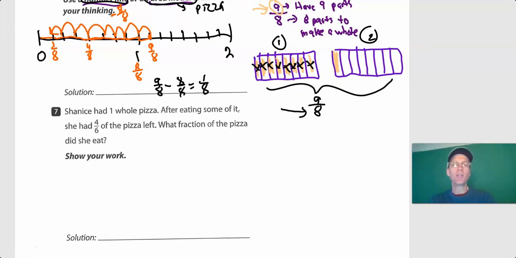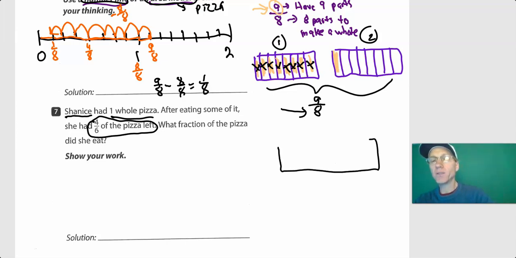Number 7. Shanice had 1 whole pizza. Okay? Smart girl. 1 whole pizza. After eating some of it, she had 4/6 of the pizza left. What fraction of the pizza did she eat? Well, first of all, always use a pan pizza, because if you try to do it with a circular pizza, it's really hard to make the slices even. So here's a pizza. There's our 1 whole, and we've got our denominator down here of 6. That tells us that there are 6 parts to make the whole.